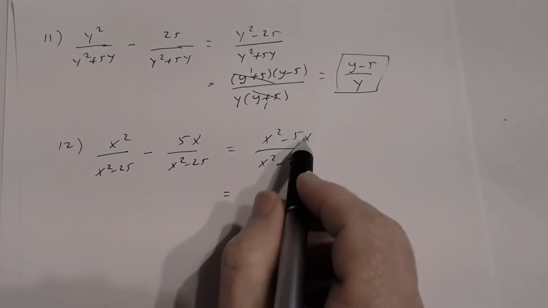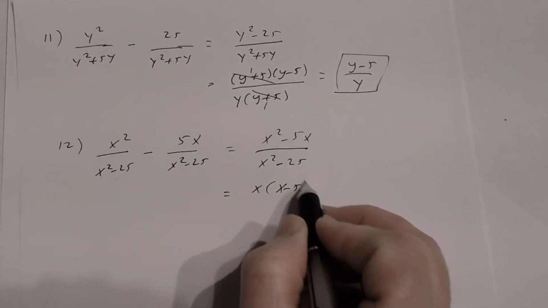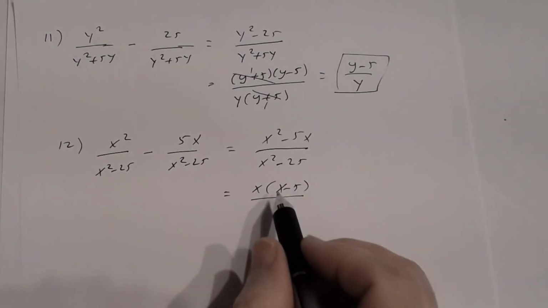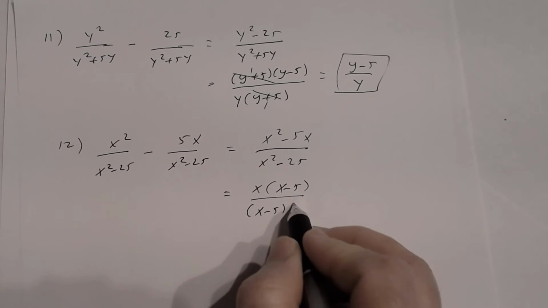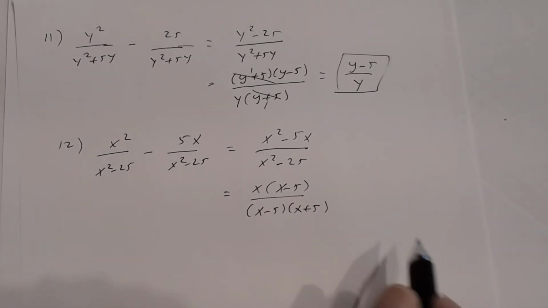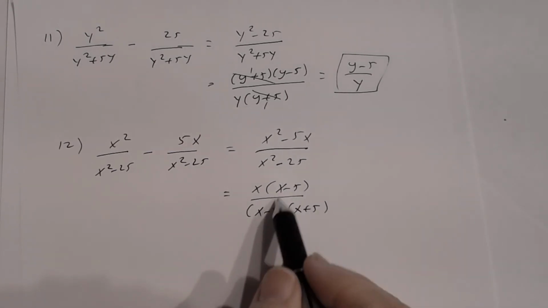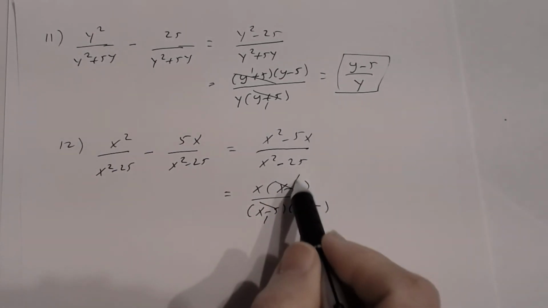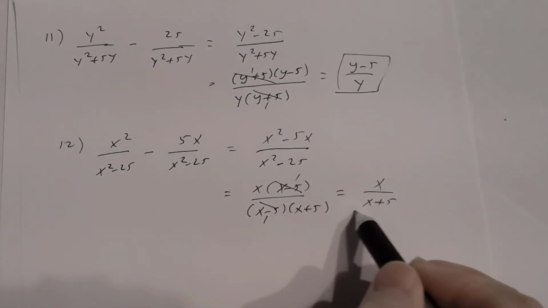So when I factor, in the numerator I can factor out an x, and I get x times x minus 5. The denominator is the difference of two squares, so I get x minus 5 times x plus 5. And then it looks like the only factors I can reduce are the x minus 5's. And so you get x divided by x plus 5.